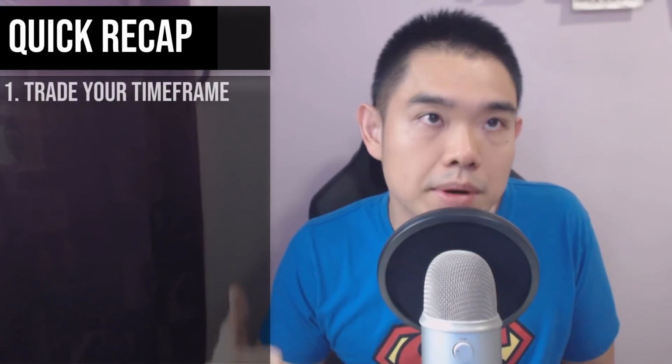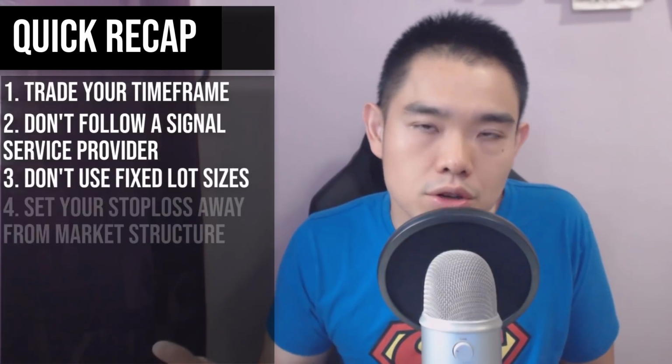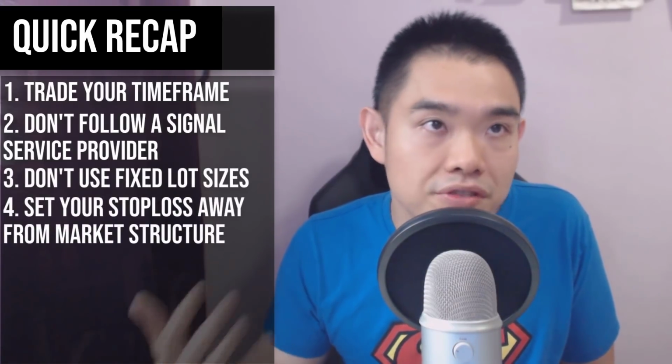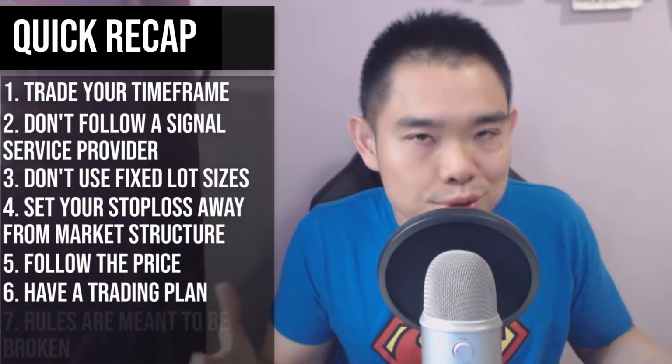Okay, so with that said, let's do a quick recap. Number 1, trade your time frame. Number 2, don't follow a signal service. Number 3, don't use fixed lot sizes. Number 4, set your stop loss away from price structure. Number 5, follow the price. Number 6, have a trading plan. And number 7, rules are meant to be broken.